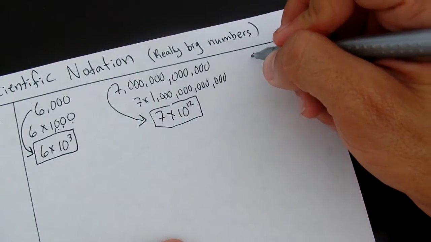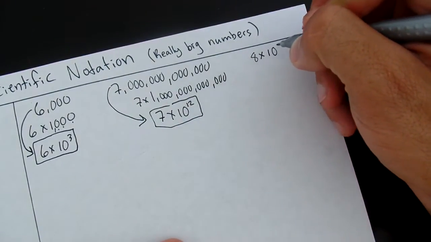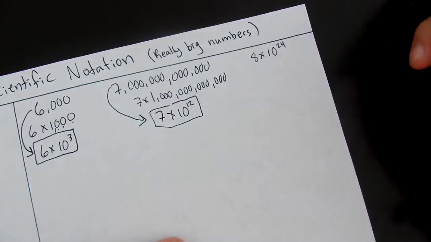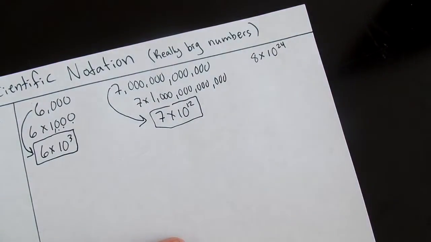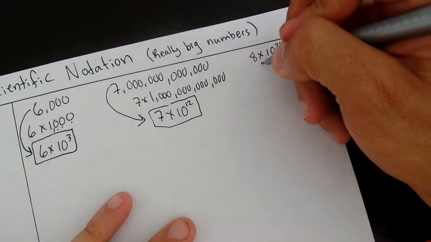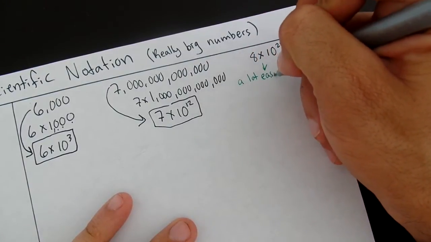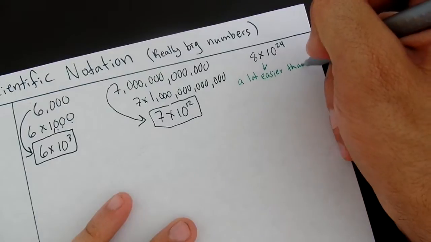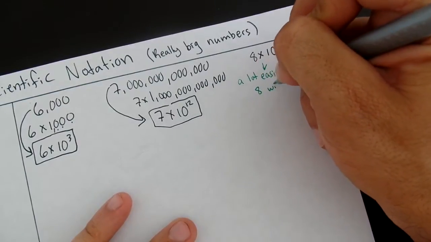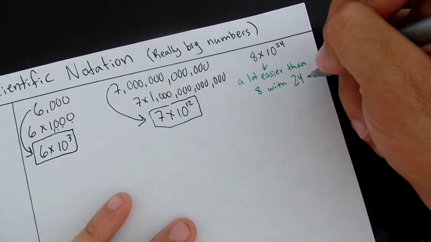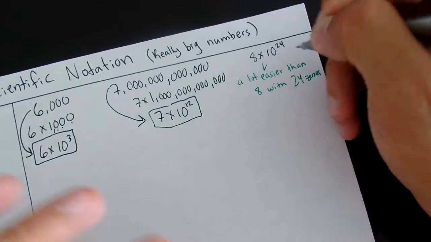And let's just say we have 8 times 10 to the 24. This is a lot easier. I'll write it in a different color. A lot easier than 8 with 24 zeros. Okay?